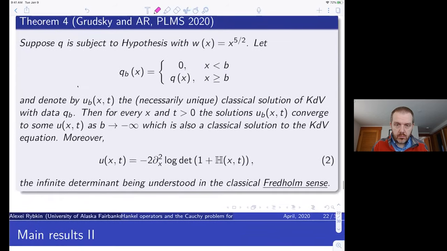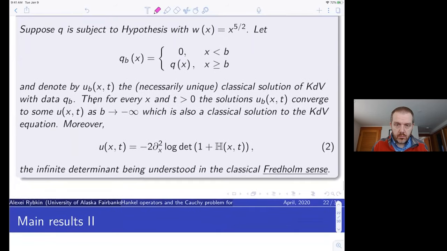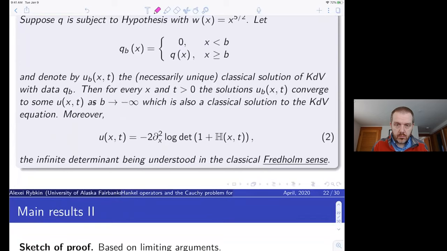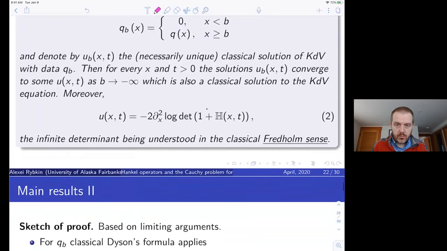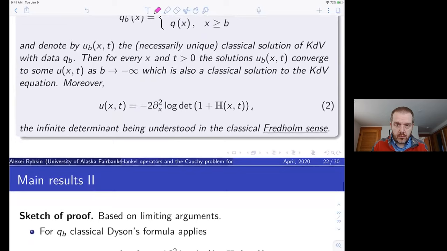And then we find this KdV solution for each such truncated piece of data. Then for any x and positive t, the sequence of such solutions would converge uniformly on compacts to a classical solution to the KdV equation with q as the data. And the solution is given by this formula where everything is well defined.